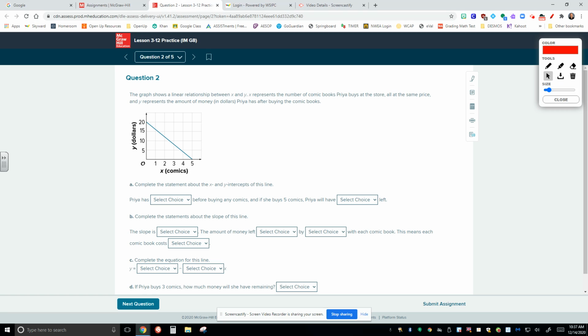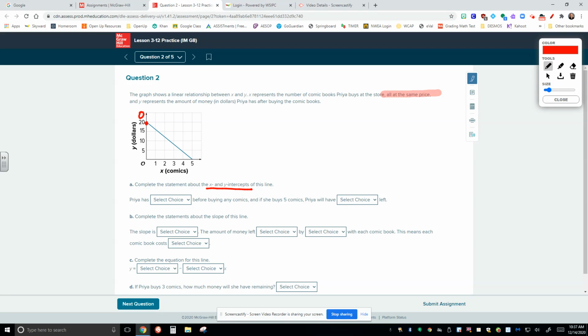Problem 2 talks about a graph that's shown here that talks about the amount of comic books bought by Priya and how much money she has. So we see right here that Priya actually started out with some money. Something super important is that we recognize that all of the comic books cost the same price. That's a big deal because that tells us that there is a constant rate, which means that we do have a straight line. A couple things to pay attention to is our x and y intercept.